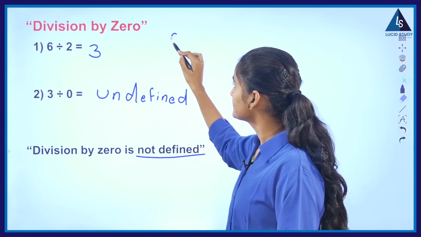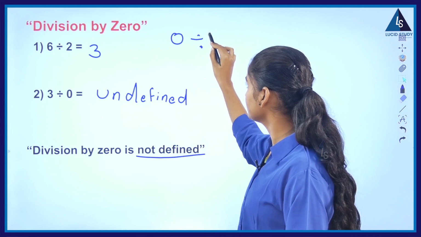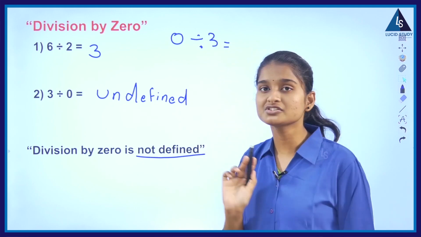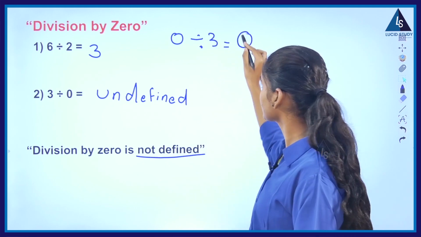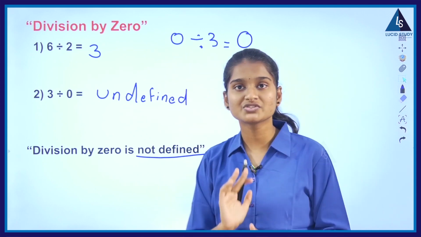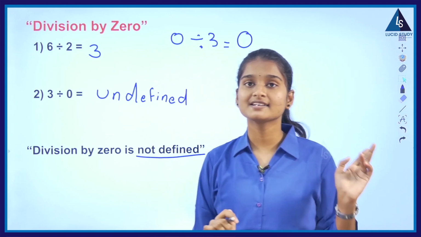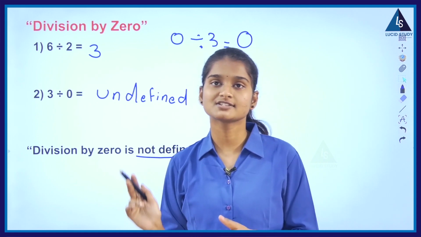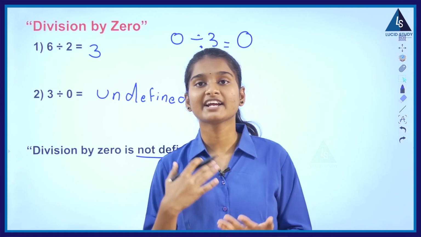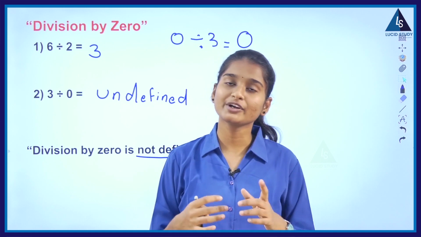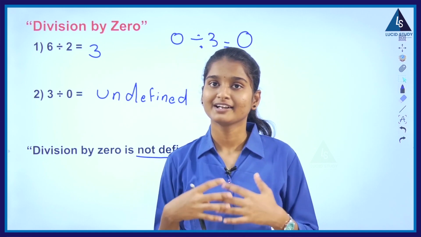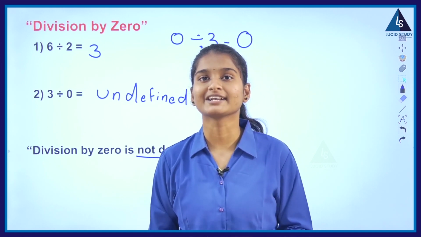Children, but 0 is divisible by other numbers. So 0 divided by 3 is nothing but 0, because 3 into 0 is 0. That is why 0 divided by 3 is equal to 0. Any number can divide 0, but 0 cannot divide any number. Now let us go through another property.